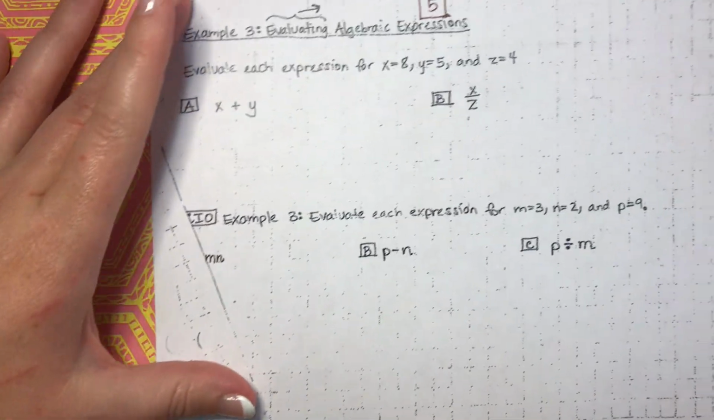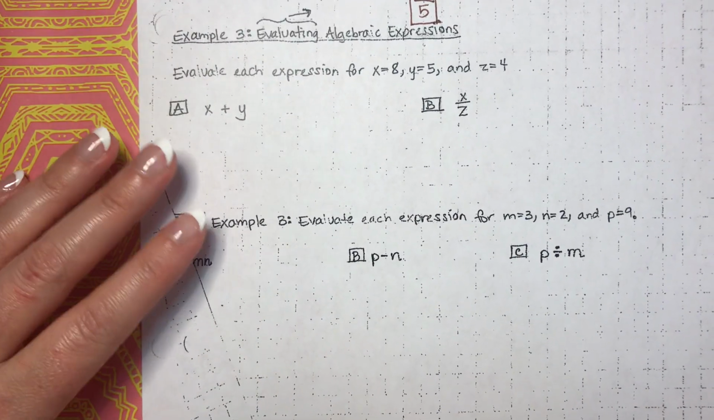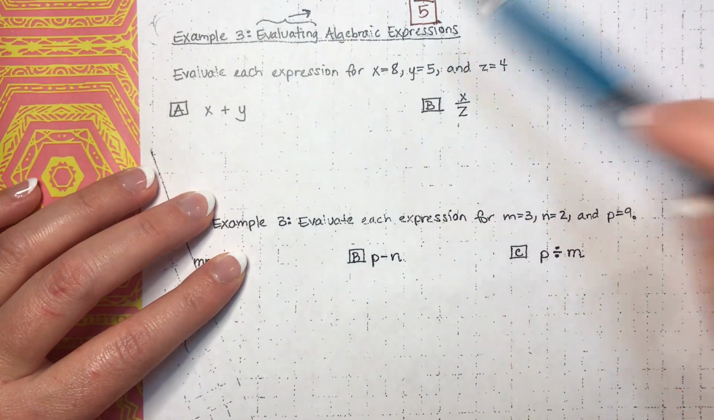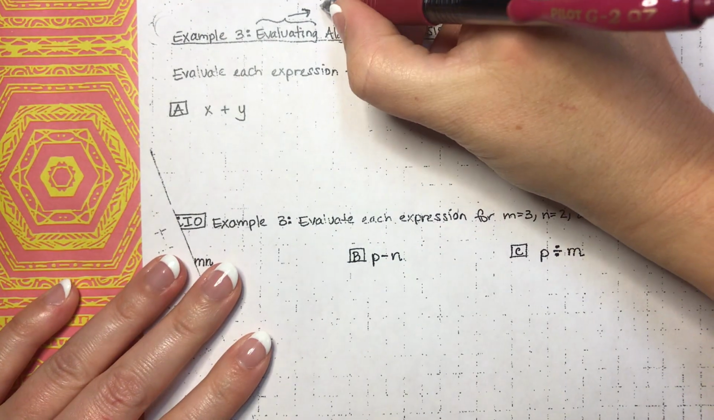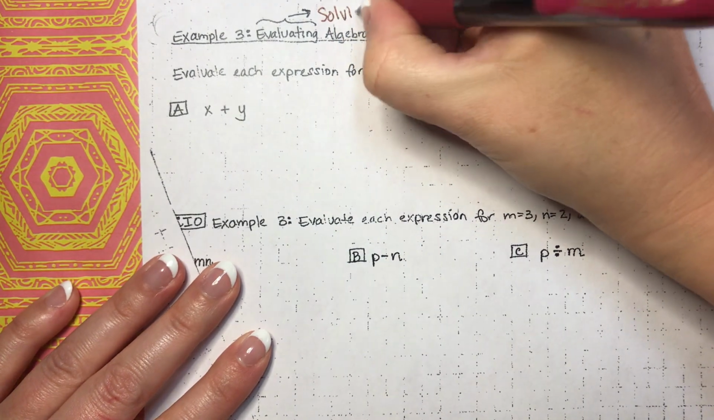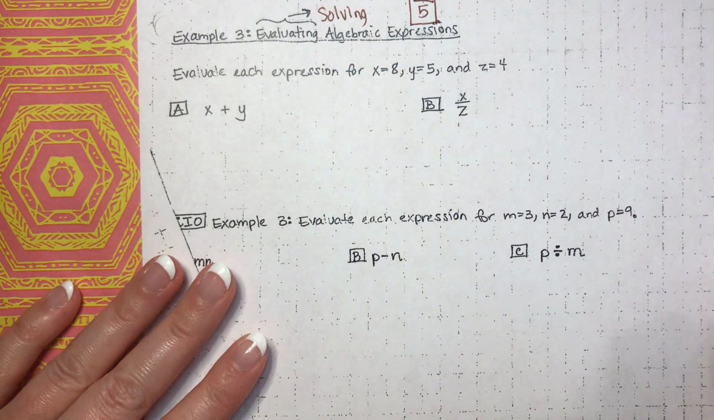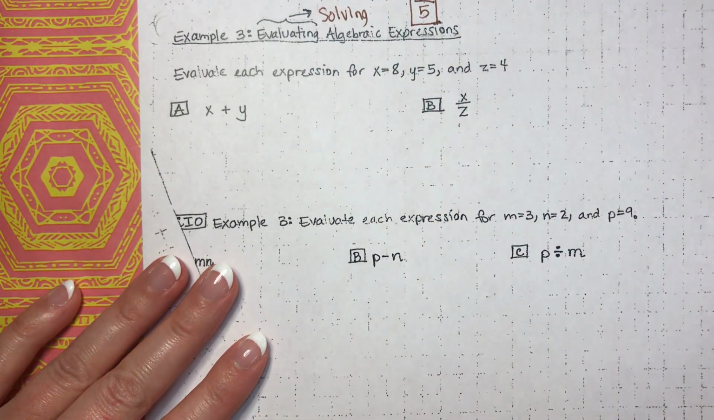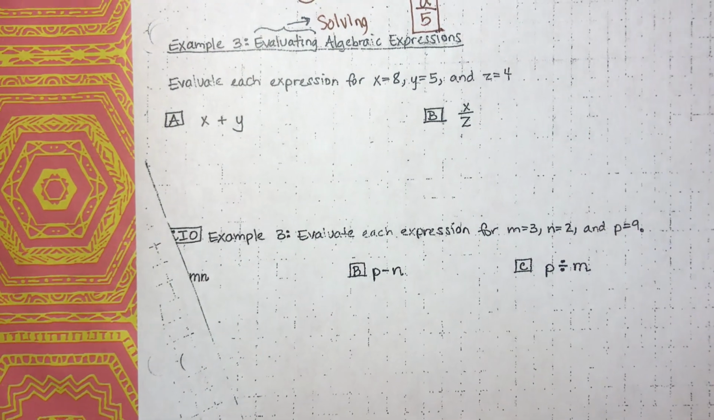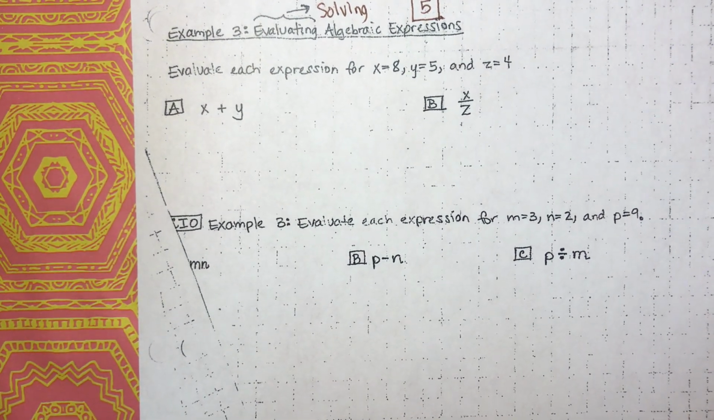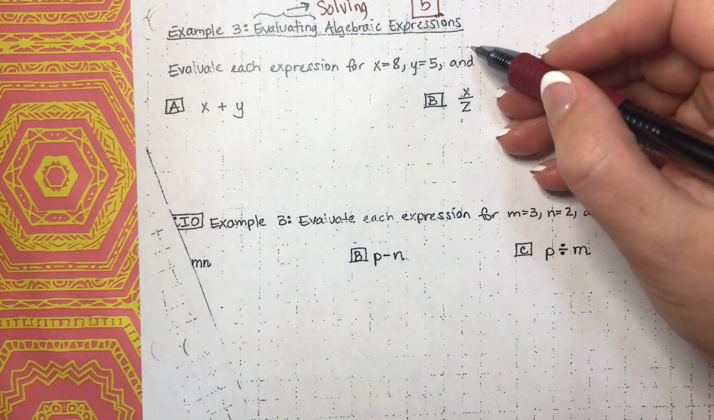We are back to talk about example 3. We are going to be evaluating algebraic expressions. Evaluating just means it's the same thing as solving or figuring out the answer. So that's what we're going to be doing. Algebraic, remember, is something that includes variables and constants, which are numbers, so letters and numbers. And expressions means something that doesn't have an equal sign.